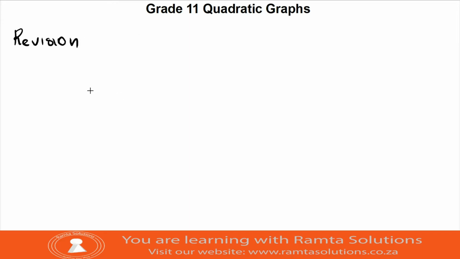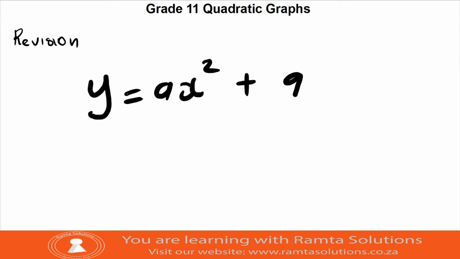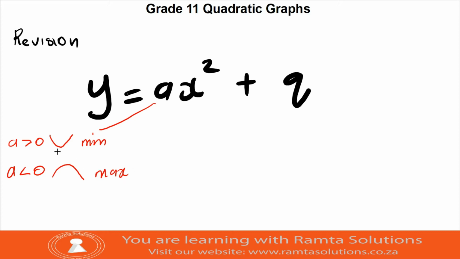In grade 10, you had y equals ax squared plus q, right? So you knew that this a talks about dilation. When it's positive, your graph is smiling, which we call a minimum graph. When a is negative, your graph is frowning, which we call a maximum graph. It's a maximum because the turning point has the maximum y value. It's a minimum because the turning point has the lowest y value, right?